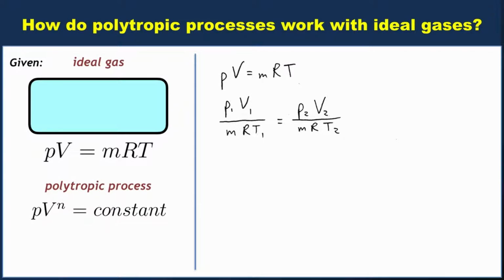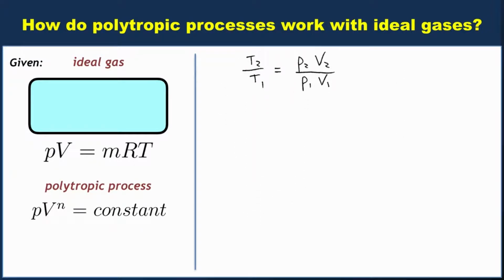We're certainly not changing its composition. That means that M and R are the same on both sides. We don't need to subscript them, and so we can cancel those out. So we get that the ratio PV over T is constant for the initial and final state. Okay, let's solve for the temperature ratio. So T2 over T1 becomes P2 V2 divided by P1 V1. Okay, we'll move that up and keep that.